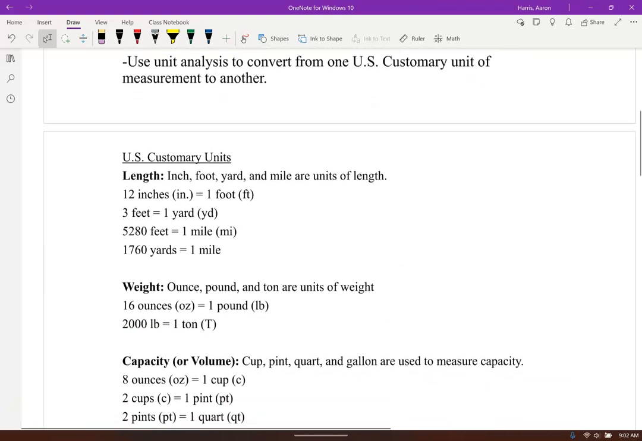But we have length. For length, we have inches, feet, yards, miles, and so on. So 12 inches is the same length as a foot. 3 feet, of course, is a yard. 5,280 feet is a mile. 1,760 yards is also the same as a mile.